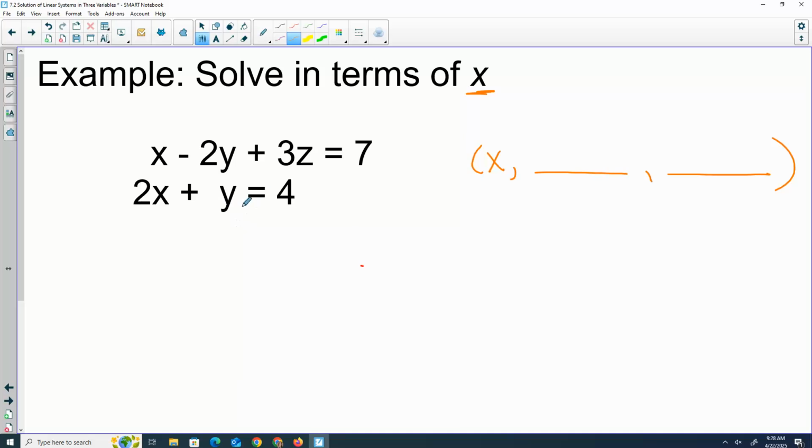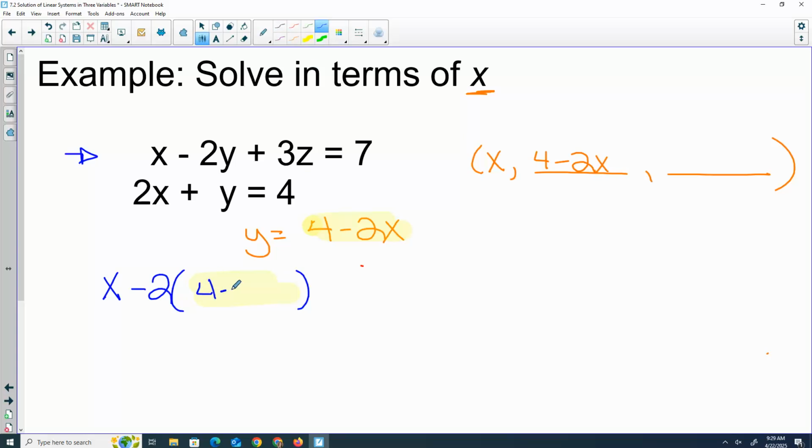So I would start with this one. If I wanted to get y by itself, you would just subtract over your 2x. So y is 4 minus 2x. So that's my y. Now we need z. So to do that, we're going to use the first equation. So the first equation is x minus 2 times y. But instead of my y, I'm going to sub in what y is equal to, which is 4 minus 2x.